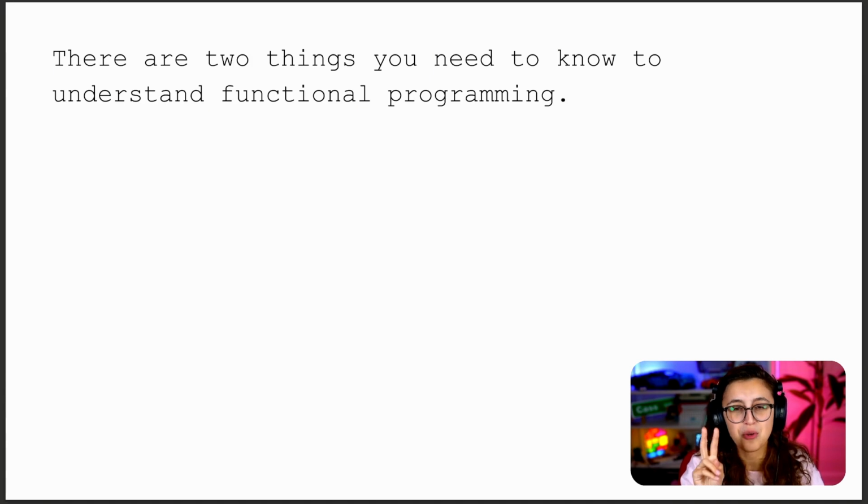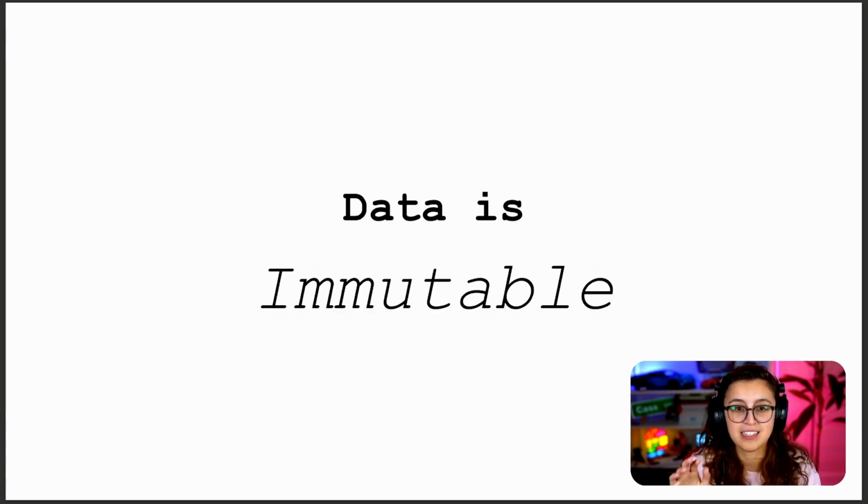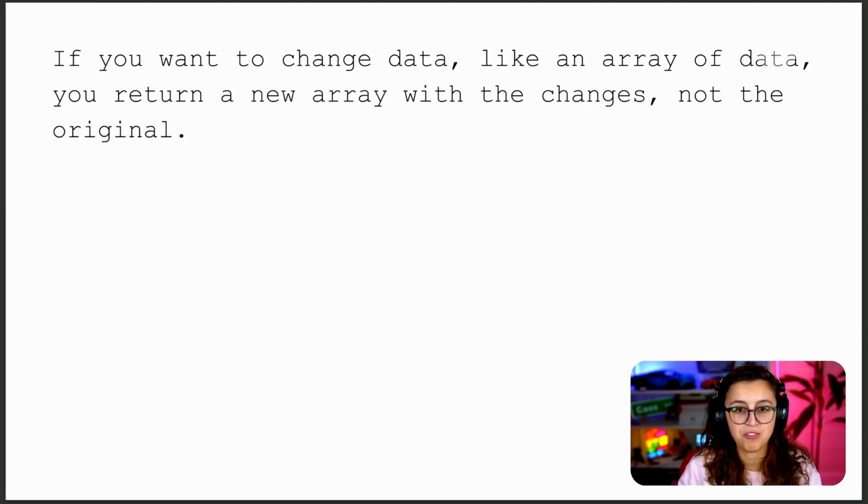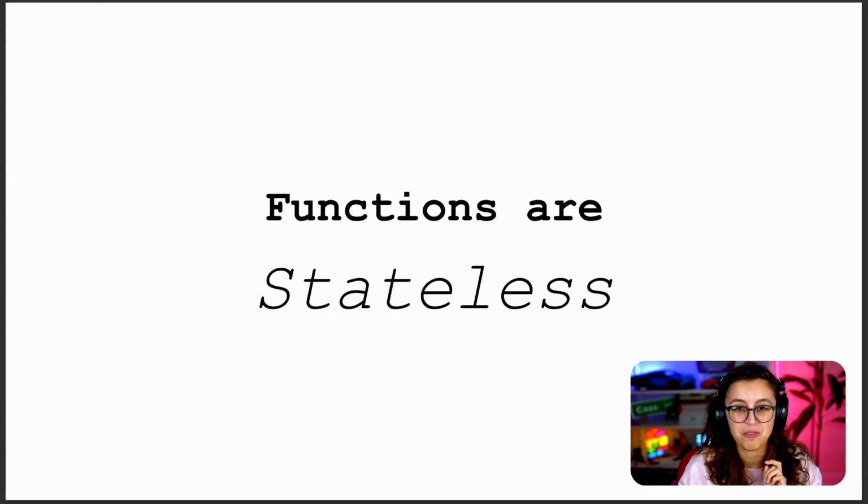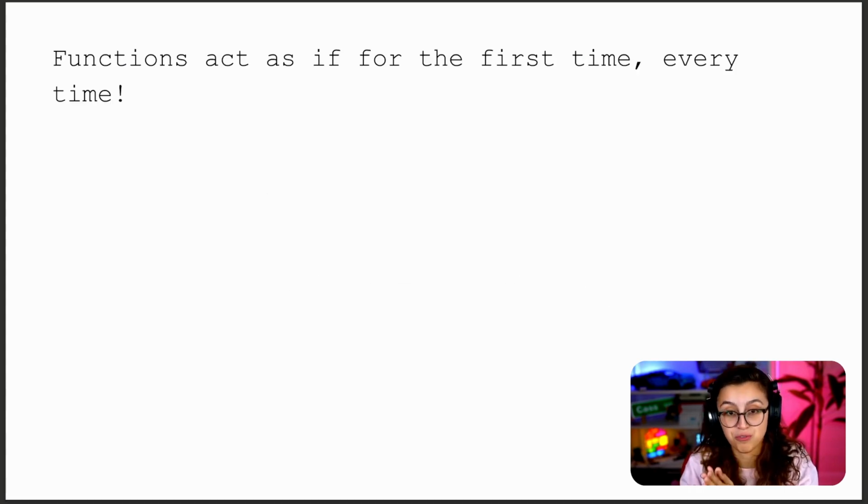Okay, there are two things that you need to know to really understand functional programming. First of all, data is immutable. If you want to change your data, like an array of data, you return the array with the changes, not the original. Data stays the same. You don't update variables. It's kind of funky, but stick with me. Also, functions are stateless. In other words, functions act as if for the first time every single time. The functions always give the exact same return value for the exact same arguments.